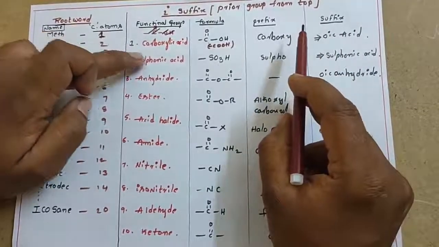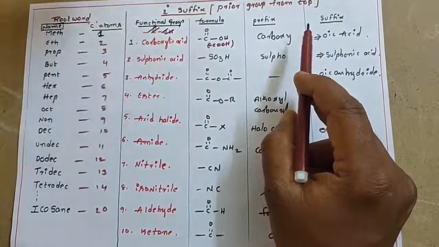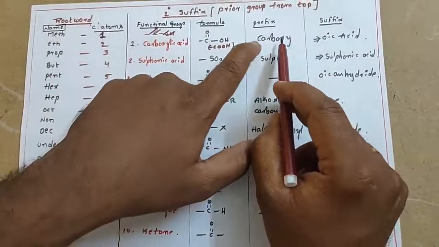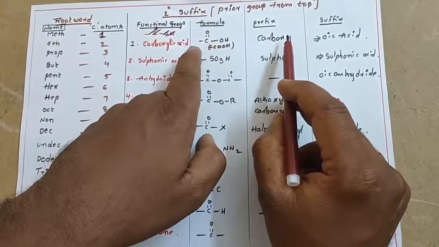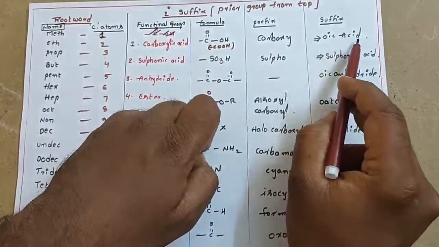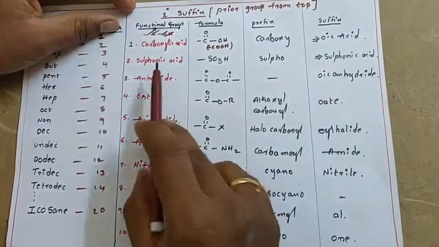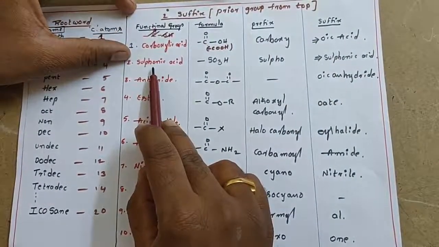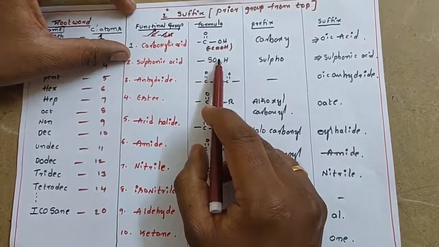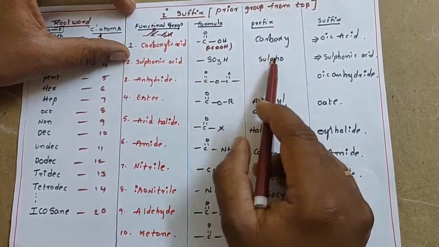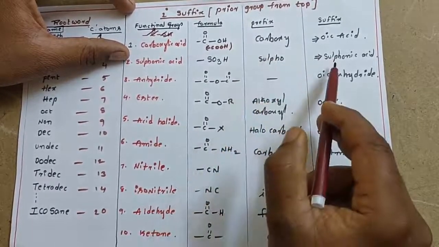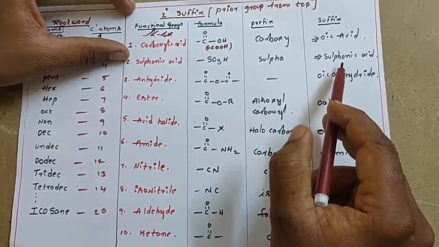Due to carboxylic acid being at the top in priority, in most organic compounds we are not going to see any prefix for carboxylic acid. We always see the suffix of carboxylic acid, which is called oic acid. The next functional group is sulfonic acid. The formula of sulfonic acid is SO3H. There may be a prefix and also a suffix. The prefix is sulfo, the suffix is sulfonic acid.